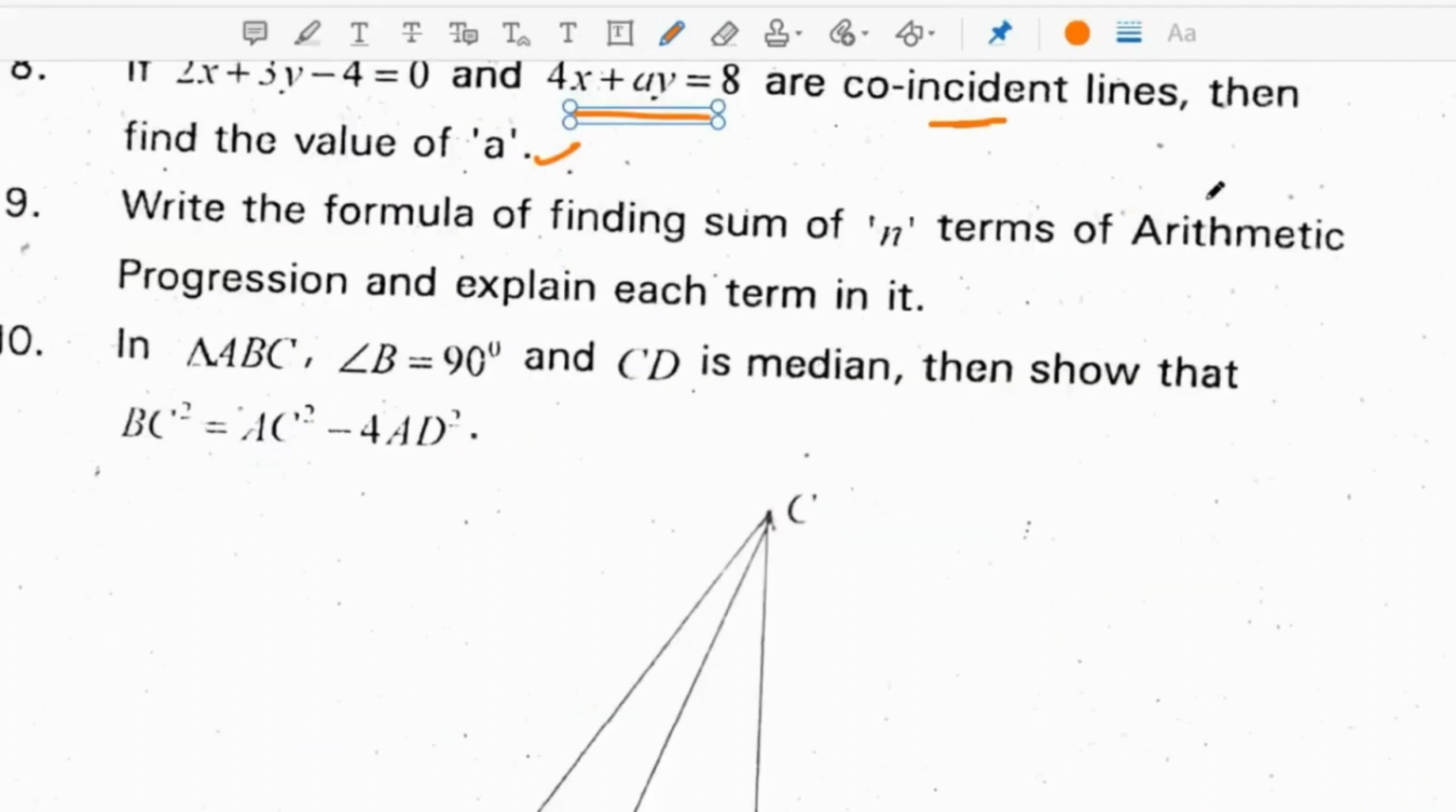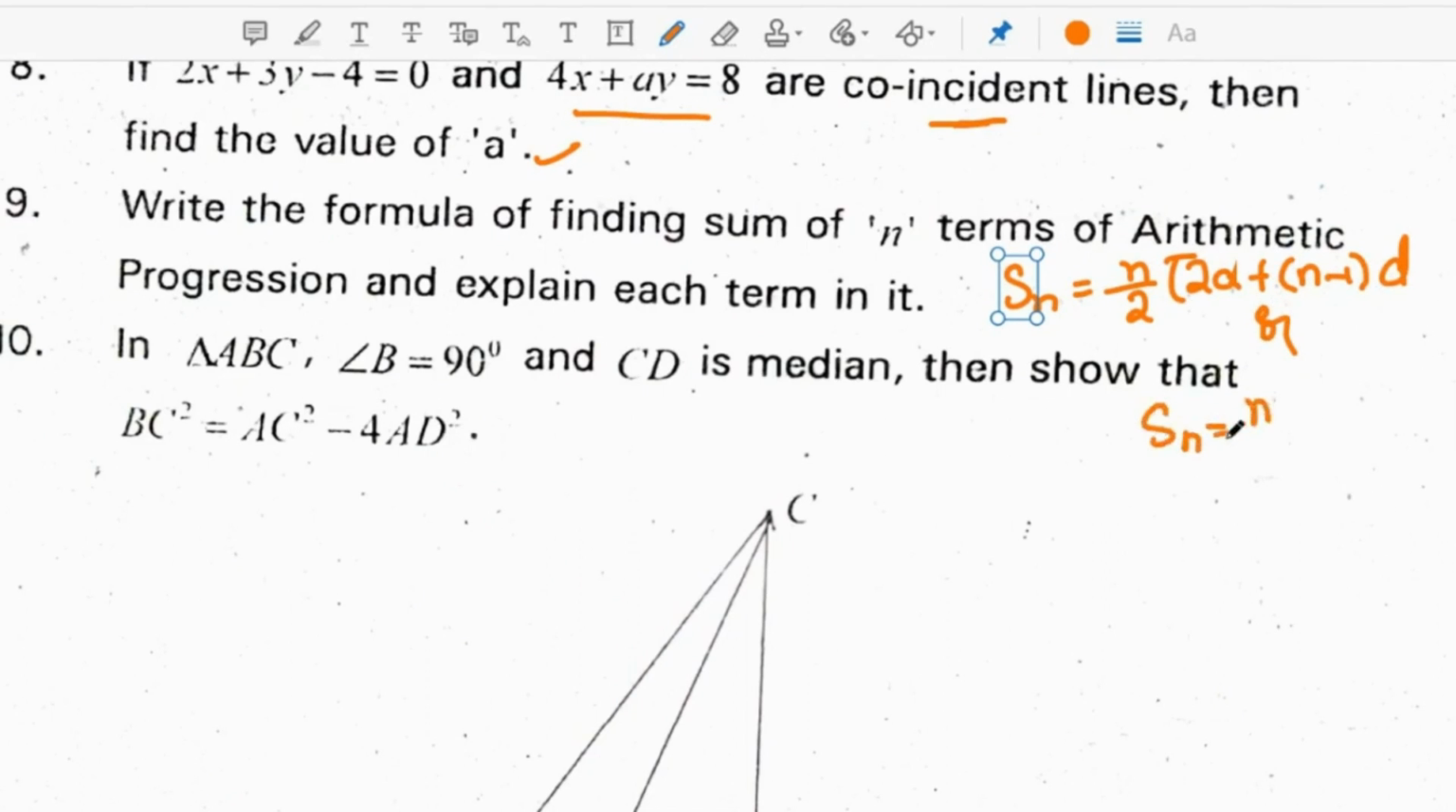Sum to n terms of an arithmetic progression is given by the formula Sn is equal to n by 2 into 2a plus n minus 1 into d. There is another formula also. Sn is equal to n by 2 into a plus l if the first term and last term are given. So n is number of terms, a is the first term, d is common difference, which is a2 minus a.